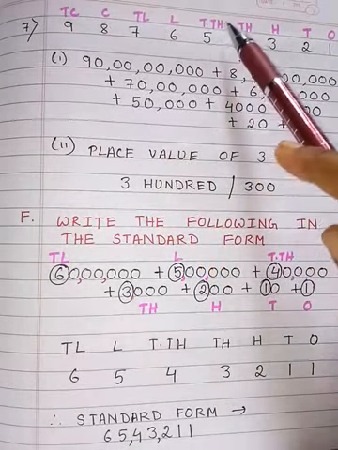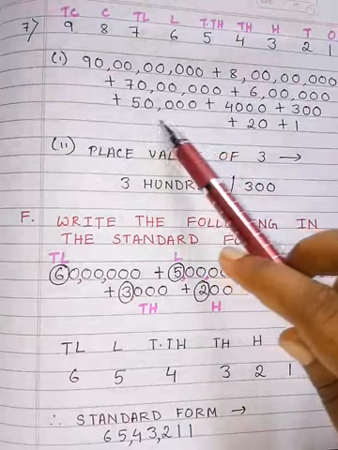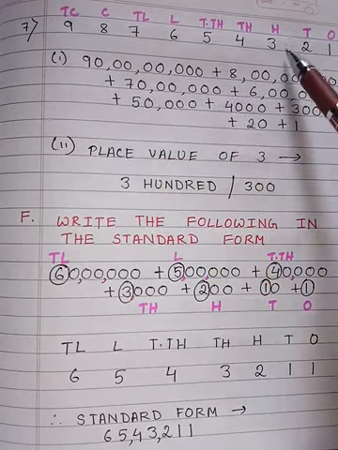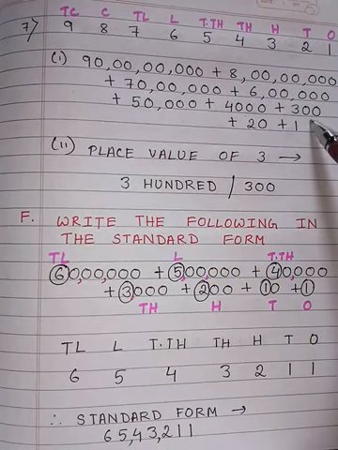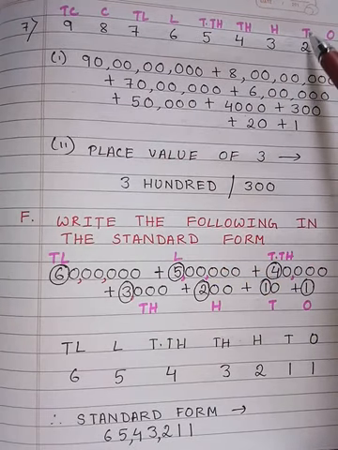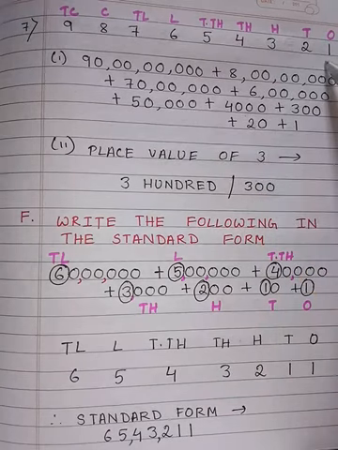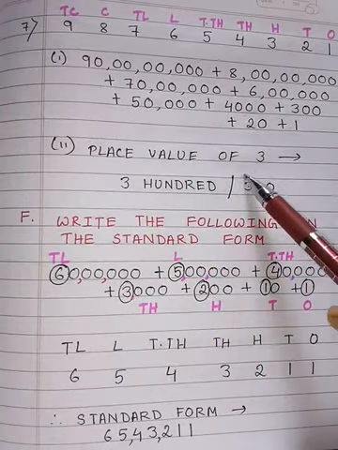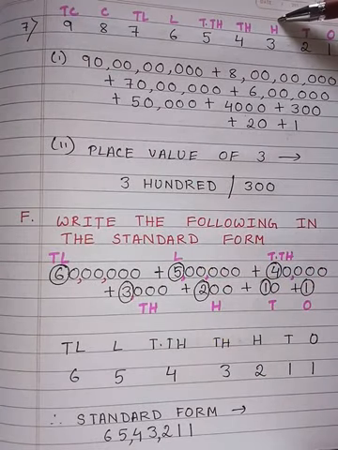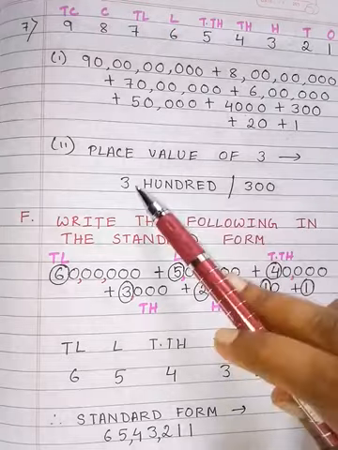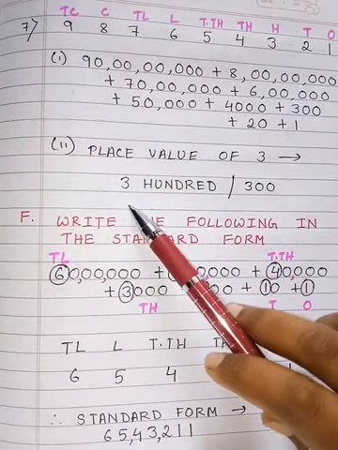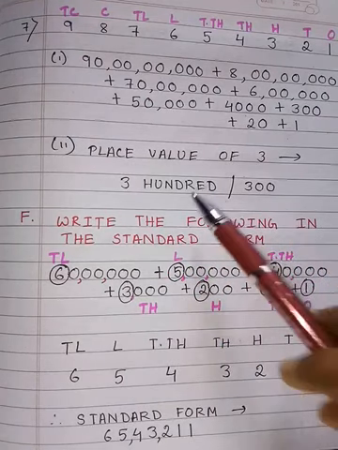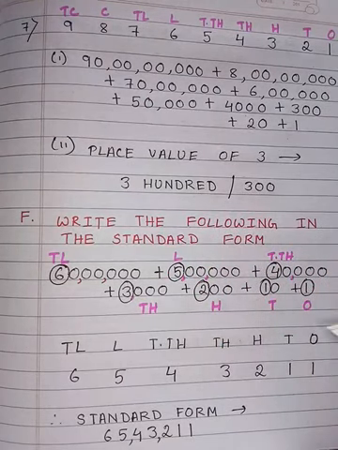Plus 5 is in 10,000 place, it is 50,000. 4 is in 1000, plus 4,000. 3 is in 100, so it is 300. 2 is in 10 place, plus 20, and 1 is in 1 place, so plus 1. Now place value of 3: here 3 is in 100 place, so the place value of 3 will be 300. You can write 300 in this way or this way, both are right.